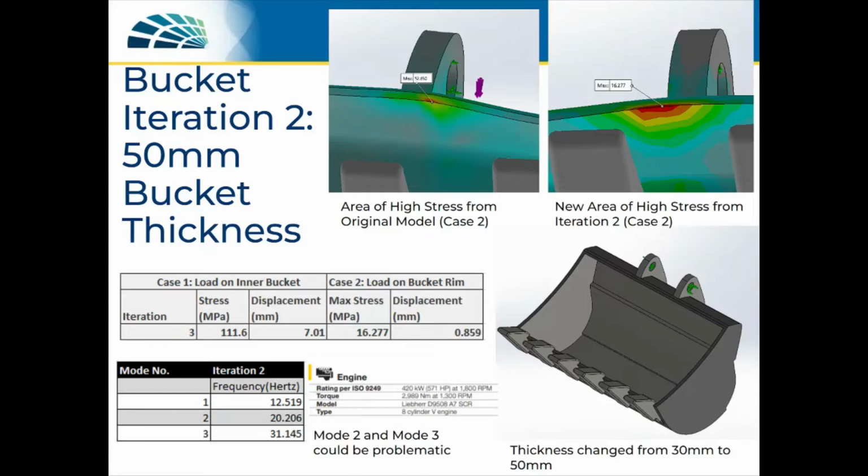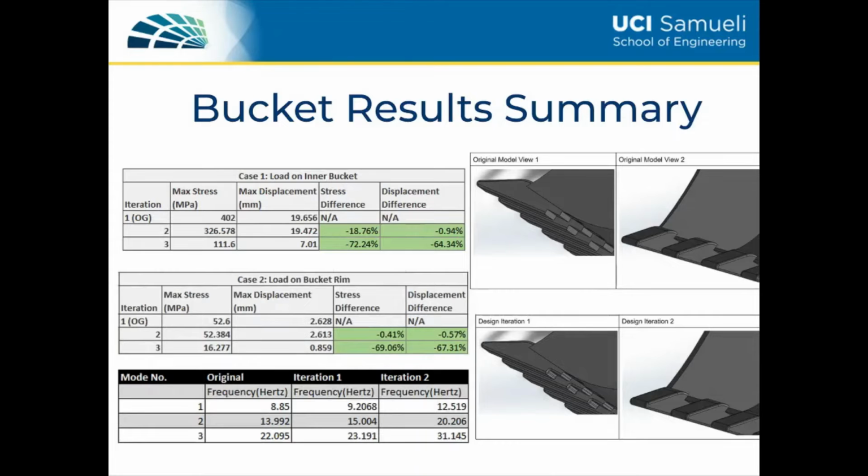The only issue that occurs is that modes 1 and 2 are close to the natural frequencies of the engine at max torque and max horsepower, which are 21.6 Hz and 30 Hz respectively. A modal analysis of the whole arm assembly and bucket would need to be done to further test for these problematic frequencies. Lastly, this slide summarizes the max stress, max displacement, and natural frequencies for all three iterations.